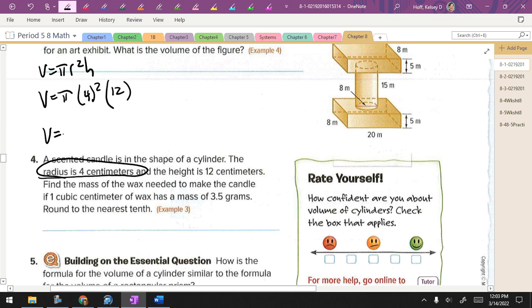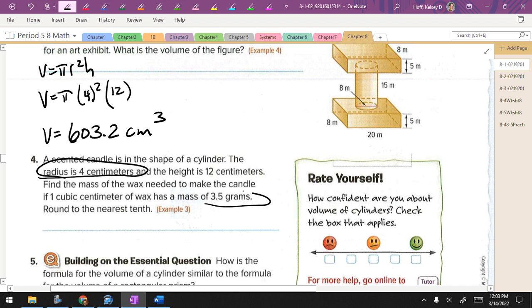Did you need to divide your 4 in half on this one? Nope, because it's the radius. It's already only half. What did you get as your volume? 603.2 centimeters cubed. Is that correct?